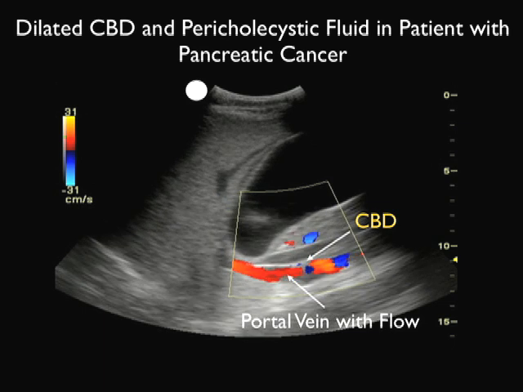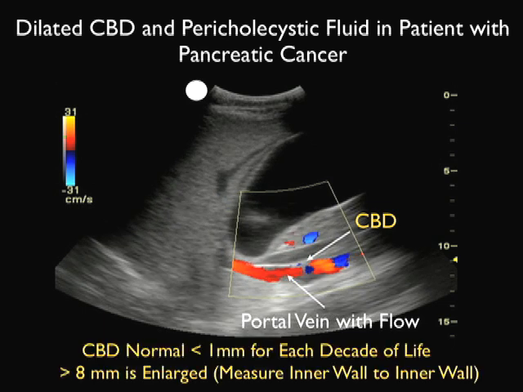Now in terms of some dimensions of the common bile duct, generally we're going to measure from inner wall to inner wall of the common bile duct, and a normal common bile duct should measure no more than 1 millimeter for each decade of the patient's life. A common bile duct which measures greater than 8 millimeters is universally enlarged. Also by convention, measurements of the common bile duct are taken from inner wall to inner wall.